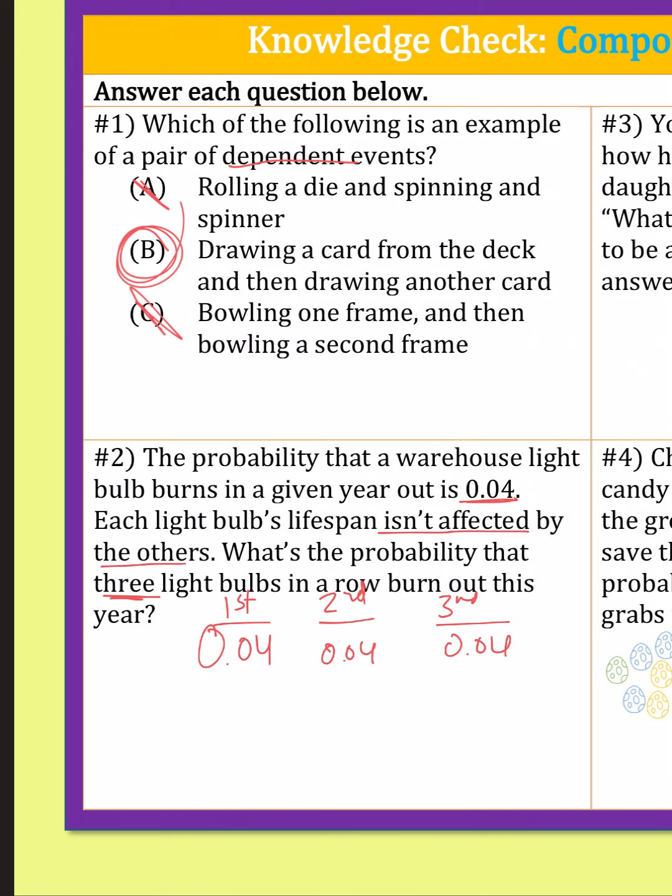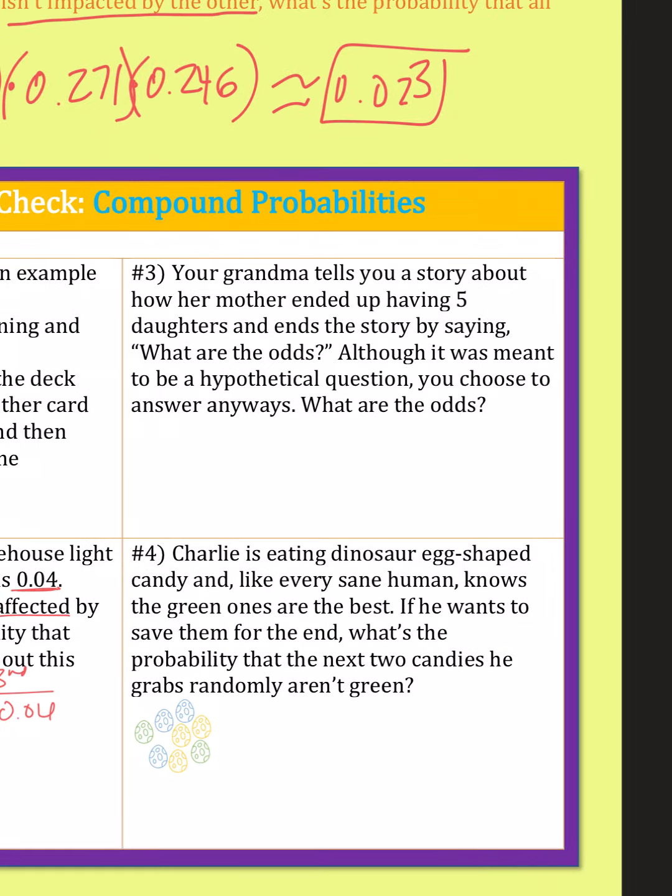So what do you think we're going to do? Well, we just multiply them together because they're independent. They don't impact each other at all. So I can just multiply them. So 0.04 times 0.04 times 0.04 gives us this number. Oops. I need to have it ready. 0.000064. That's a probability. Super low. That'd be 0.006%.